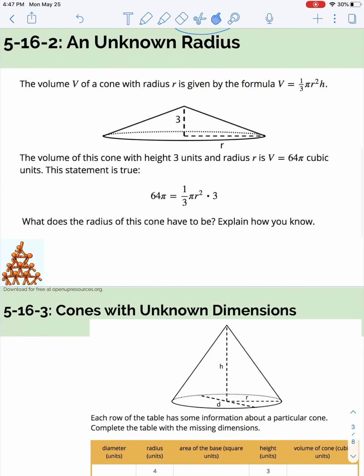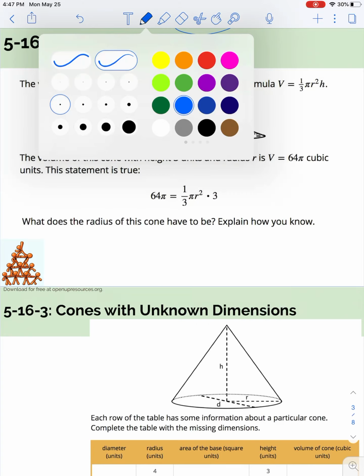Activity 2, an unknown radius. The volume of a cone with radius r is given by this formula. The volume of this cone with height 3 and radius r is 64 cubic units. Then they give you a formula and they say the statement is true. So you're just solving for r in this equation is pretty much all you're doing. And we'll go through it.